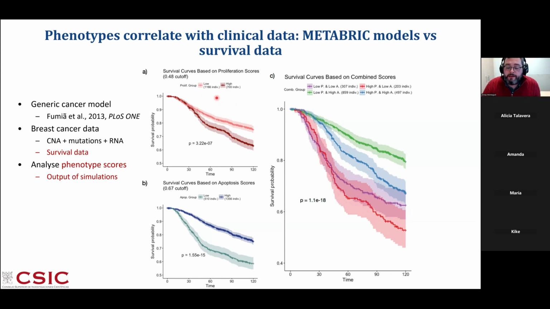Ideally, in those kinds of cancers, what you want is to have low proliferation and high apoptosis. And in fact, the model captures this well. If you look at the combinations of low proliferation and high apoptosis, those are the patients that survive the most in the METABRIC database. So this was using the outputs of the simulation and just cross-validating them with the survival data.